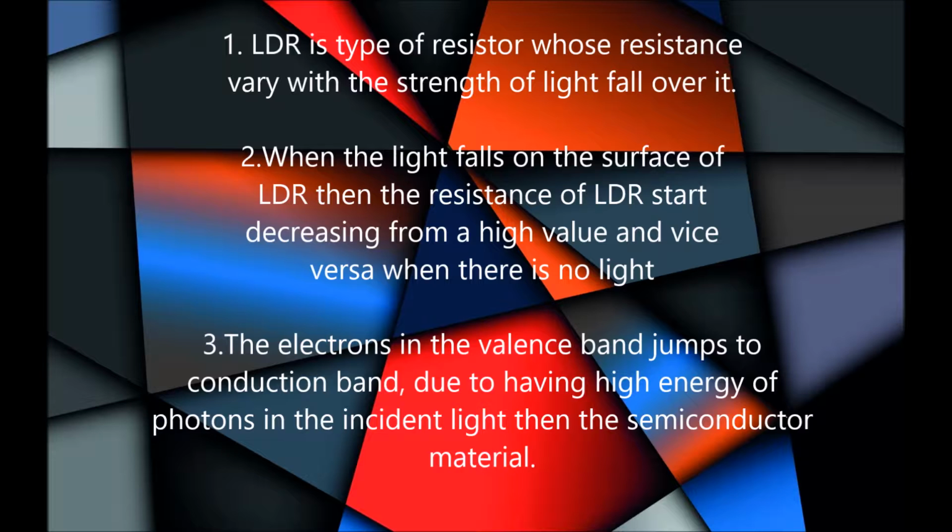The electrons in the valence band jump to the conduction band because the photons in the incident light have higher energy than the semiconductor material.